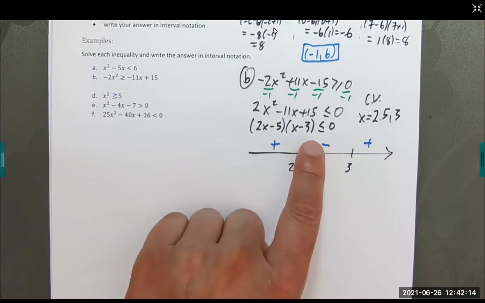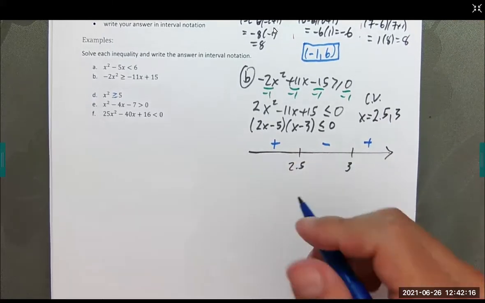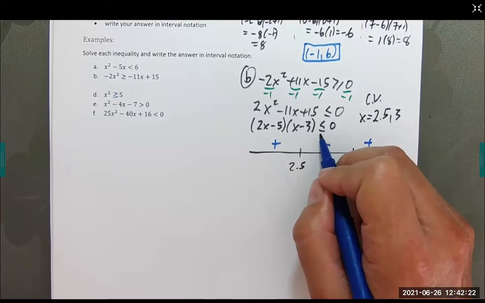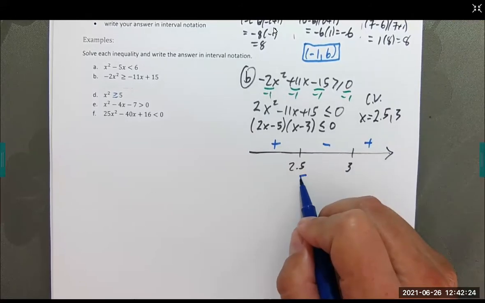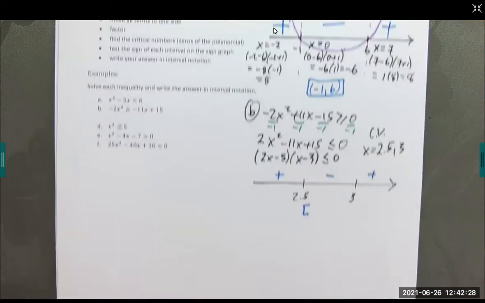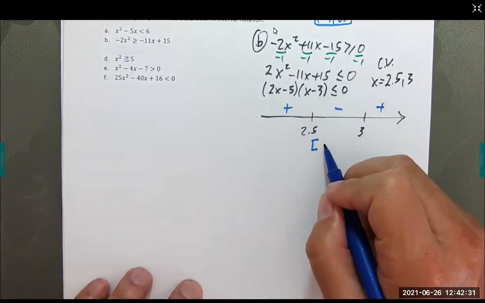And we again want to know when it's negative between 2.5 and 3. And we also have the equal there, so we're going to use brackets. Notice this previous one, we didn't have the equal symbol, so we had to use parentheses. Because we have the equal symbol here, we're going to include the endpoints.